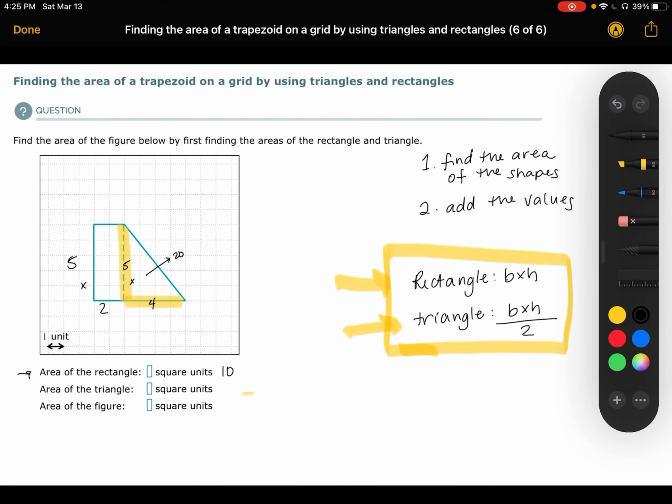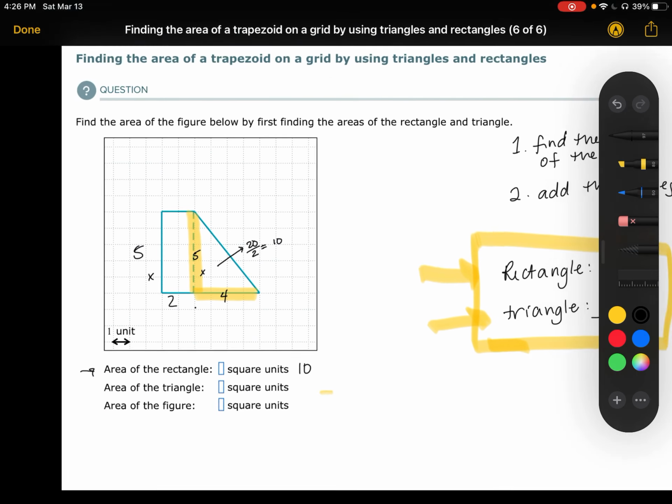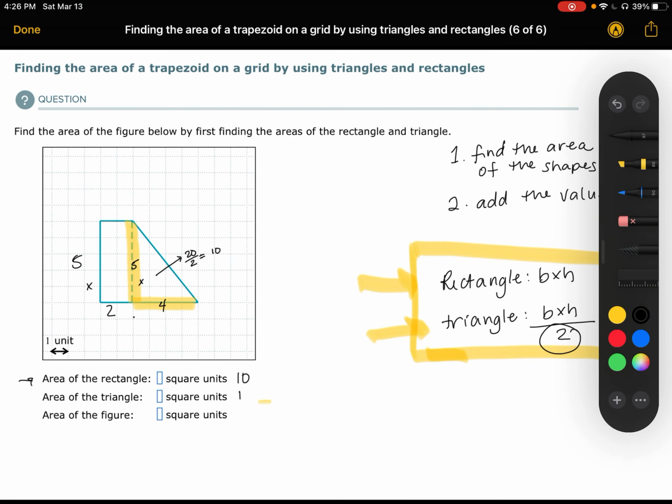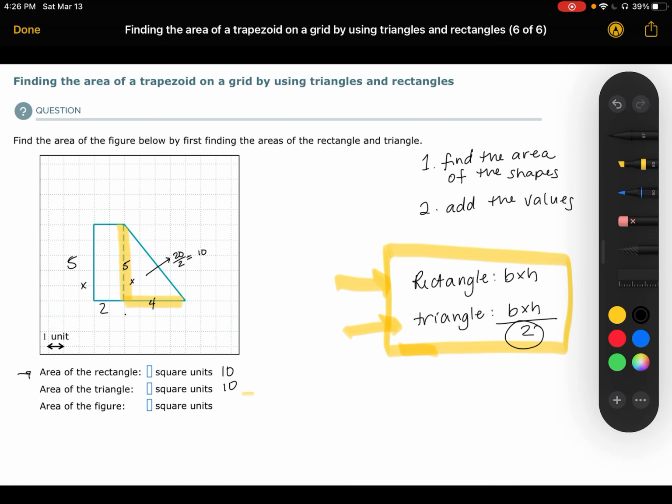Now, don't stop there because most people say, "Oh, it's 20. I'm going to write 20 down here." No, that's not the right thing. Remember, triangle is base times height and then divide by 2. So, 20 divided by 2 equals 10. So, this is also 10. Okay. Now, you're going to add those two values together and you will get 20.